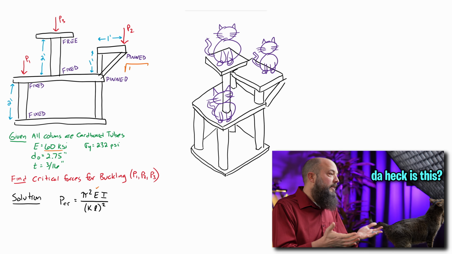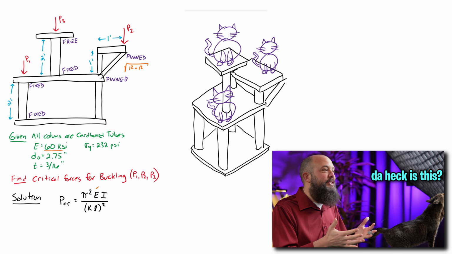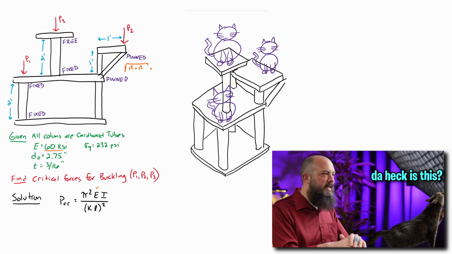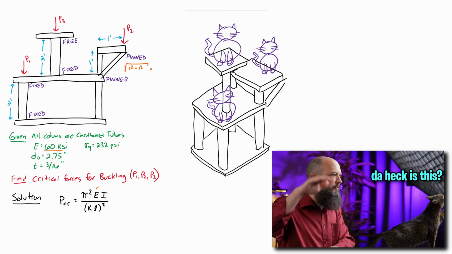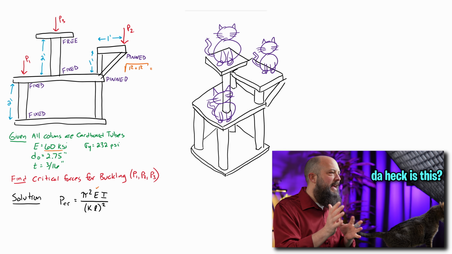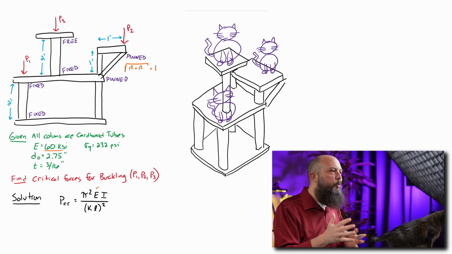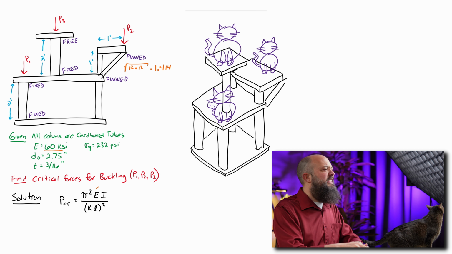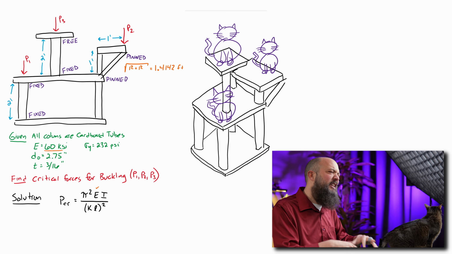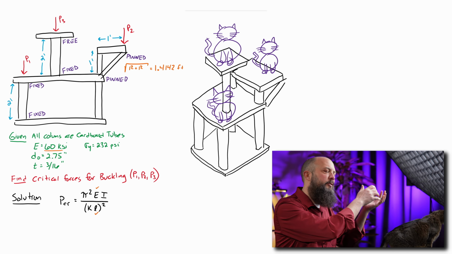The value for L is just the length of each column. That's going to be 24 inches for the 2 vertical beams, and with a little Pythagorean theorem, about 1.4 feet for the diagonal support beam. And we're going to pretend that that's a tube also.